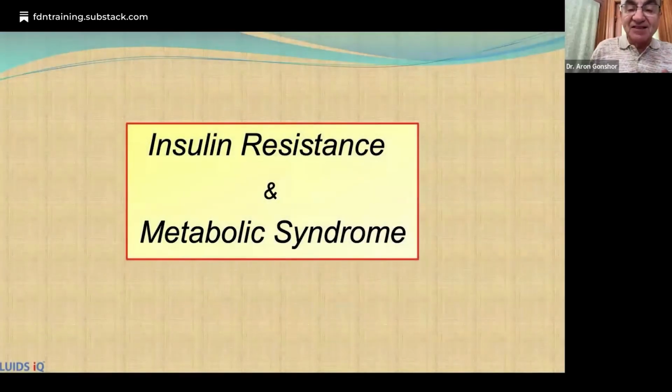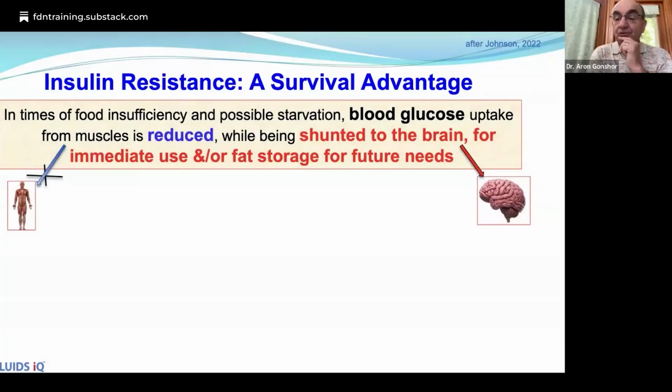But what happens when that doesn't function the way it should? And so we're going to spend a couple of minutes looking at insulin resistance and metabolic syndrome. So what is insulin resistance? Well, originally, it was a survival advantage.